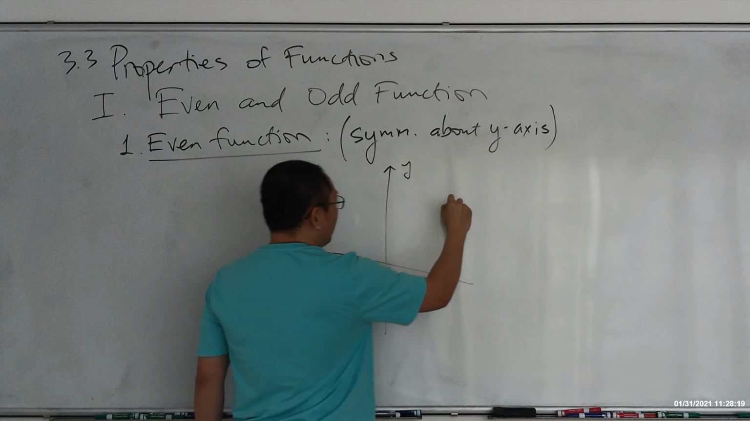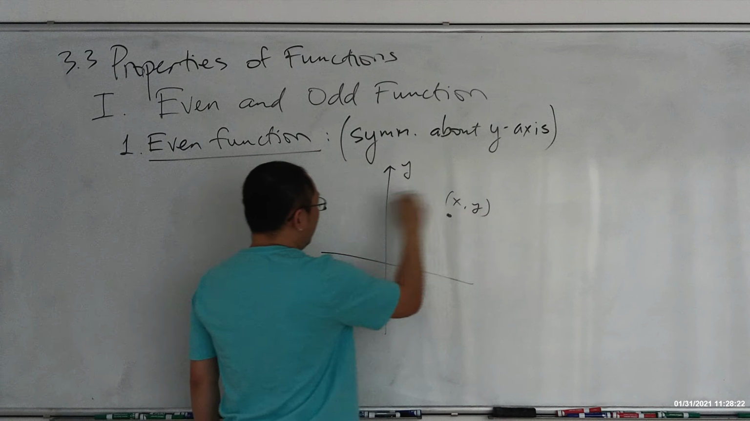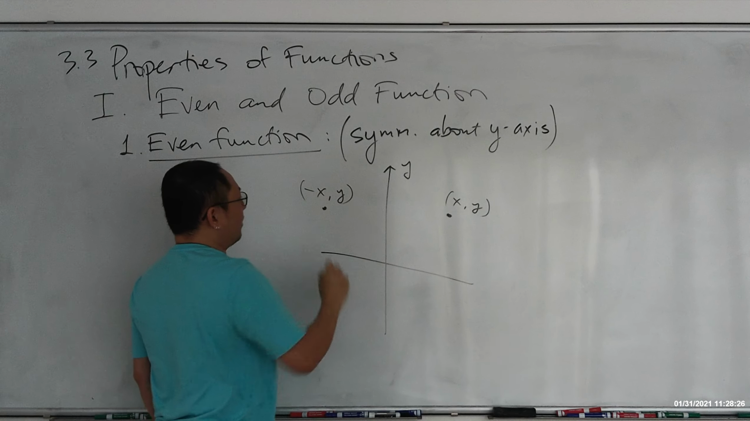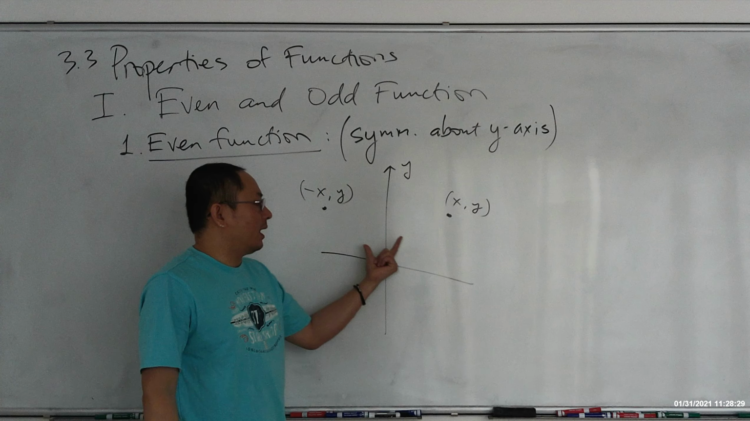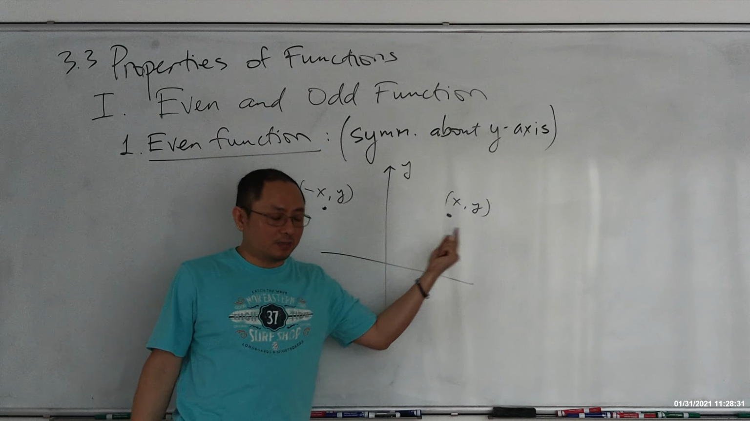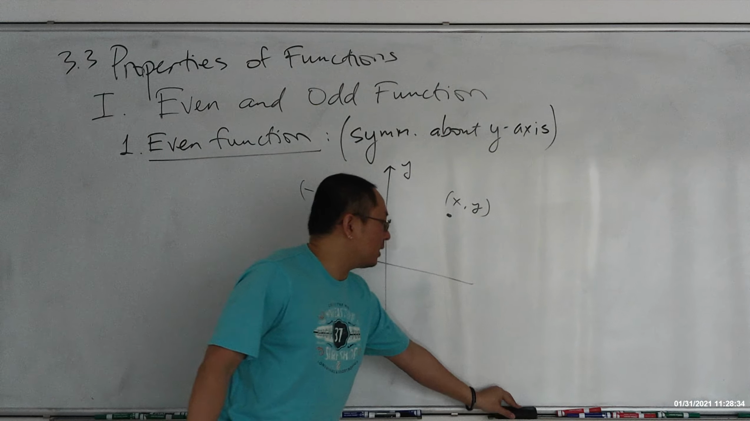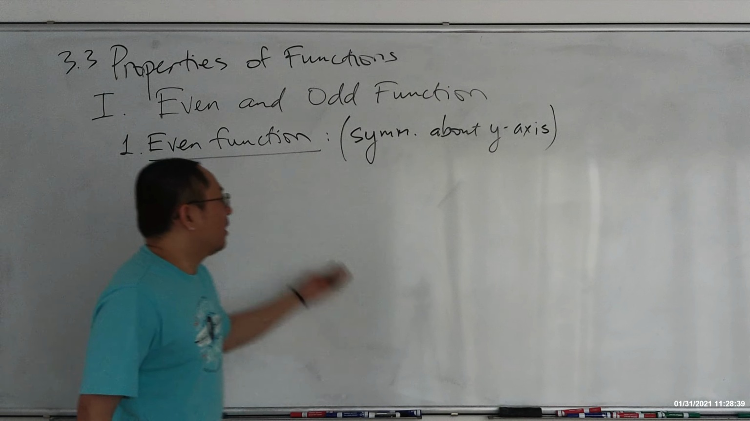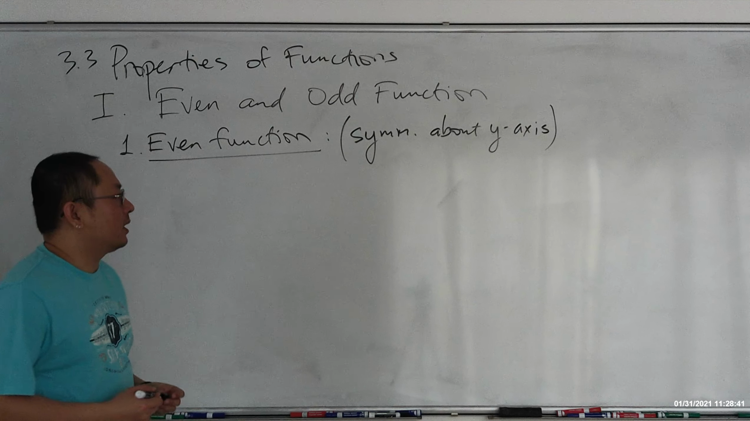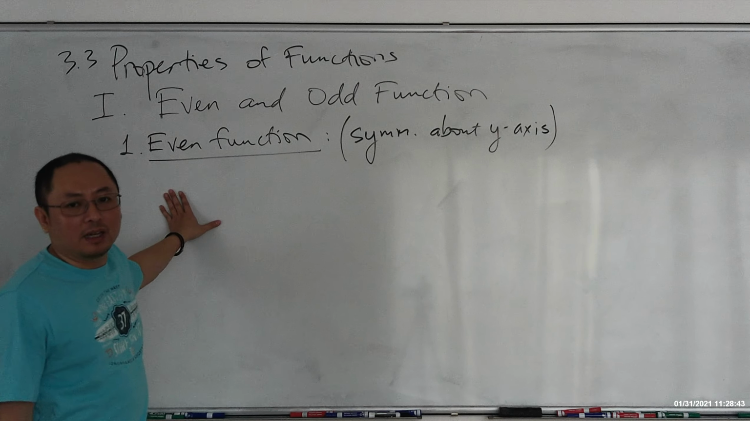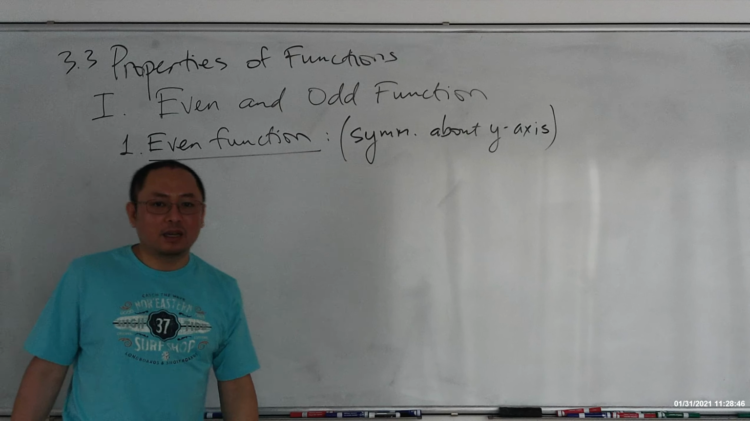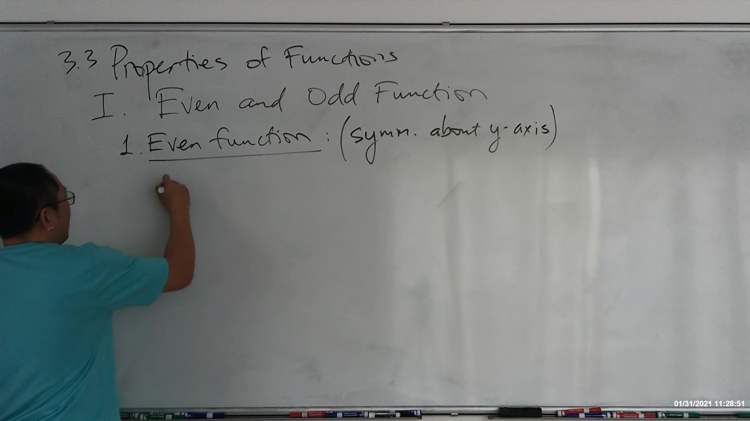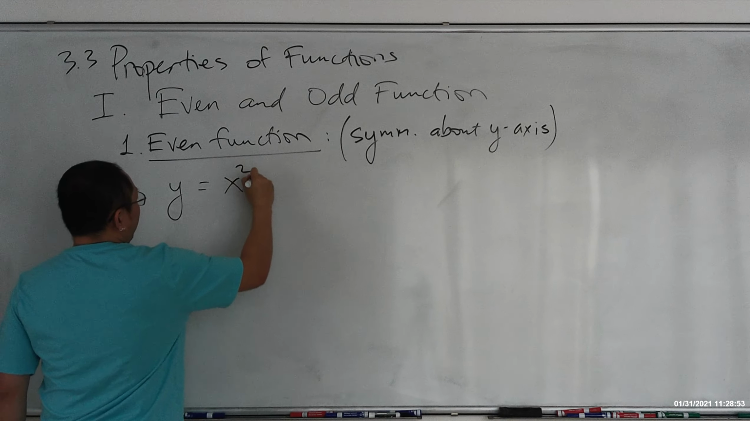So this point is (x, y). Flip over, it is going to be (negative x, y). And we learned we want to test for symmetry about the y-axis, we replace x by negative x and plug into the equation. That's exactly what we're doing here. But we don't test in general for equations anymore, we just talk about function. So if the function is symmetrical about the y-axis, we say the function is even, or it's an even function. Example: y is equal to x squared plus 1.